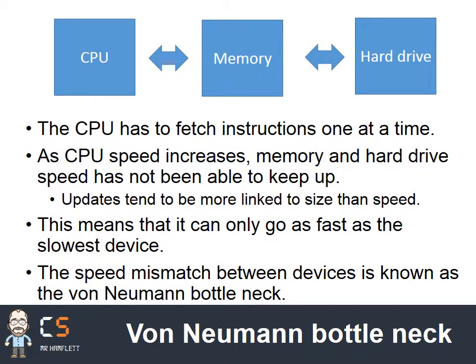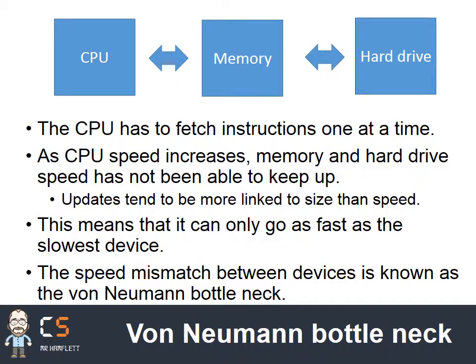Just a little aside, because we've looked at this already, we already know the von Neumann architecture has problems, because we've been talking about the von Neumann bottleneck. Hopefully now you can start to see why it's called the von Neumann bottleneck. Because we can only fetch instructions one at a time, and data one at a time, we are limited to the speed of the slowest device.